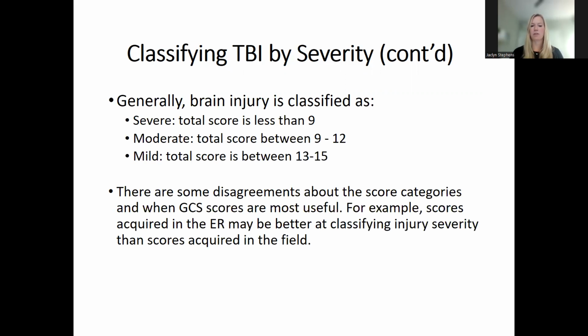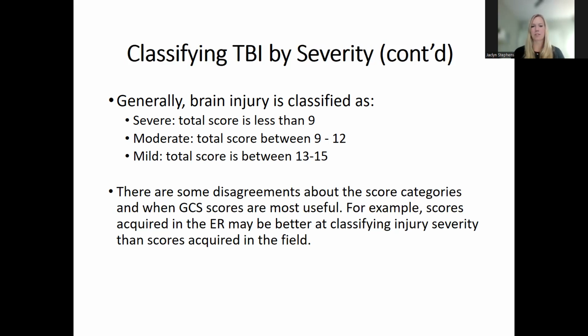I should note that there are some disagreements about the score categories and when these scores are most useful. There's some conversation among those of us who study traumatic brain injury about when scores should be acquired and when they're most useful. Scores acquired in the emergency department may be better at classifying injury severity than those acquired in the field, meaning in the place where the injury happened.